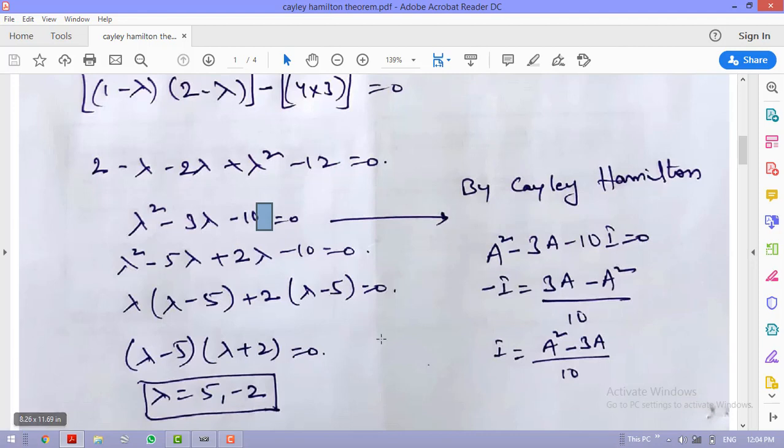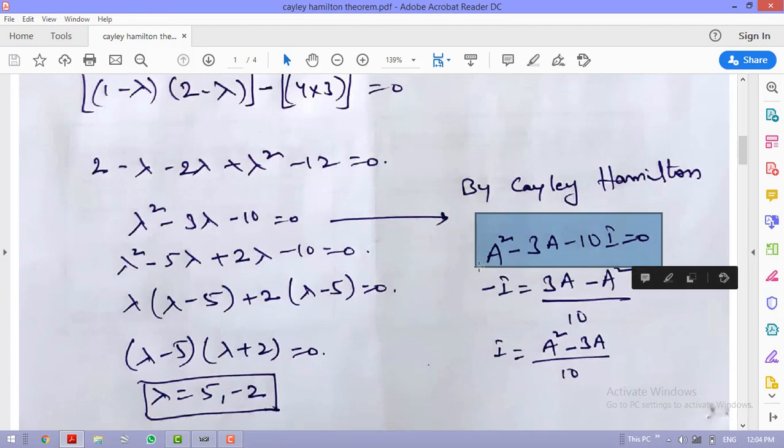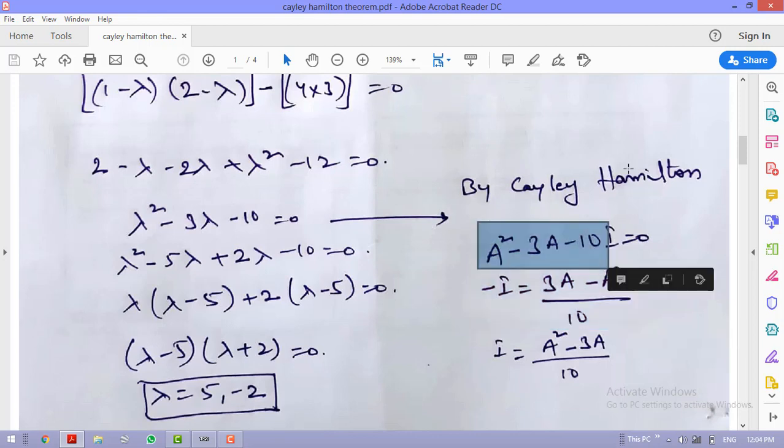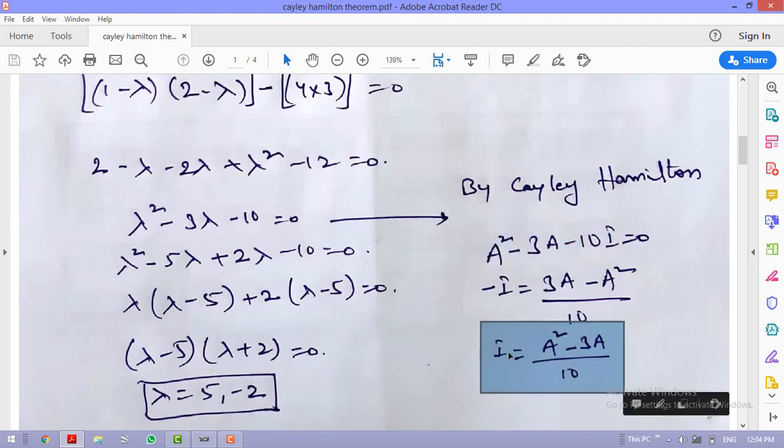In order to find A inverse, first you have to write this equation so that it is equated with I. So here I have shifted every element apart from I to the right hand side, and then it becomes minus 10I equal to 3A minus A square. Then once I simplify this, I get I equal to (A square minus 3A) divided by 10.